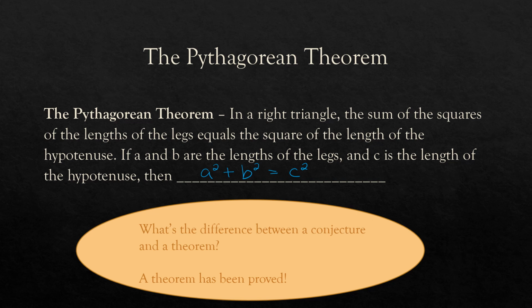What's the difference between a conjecture, which we have been doing, and a theorem? Well, a theorem has been proved. And there are actually many, many proofs to the Pythagorean theorem. More than 200, in fact.